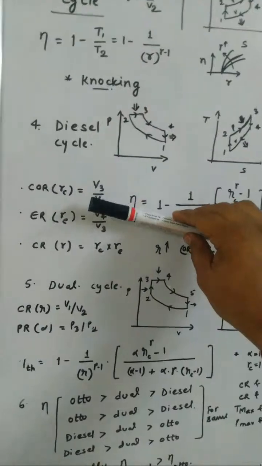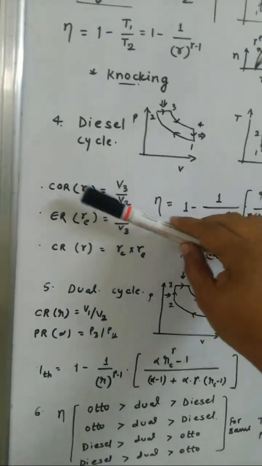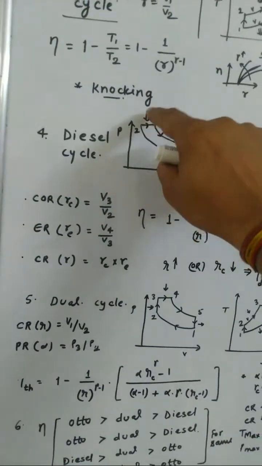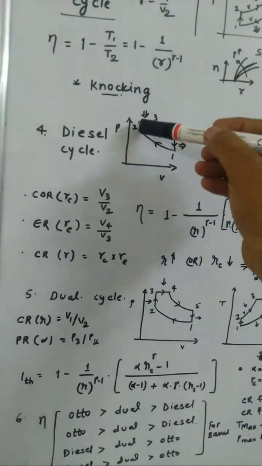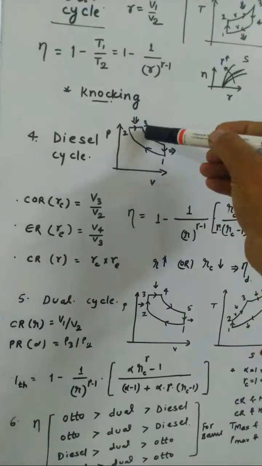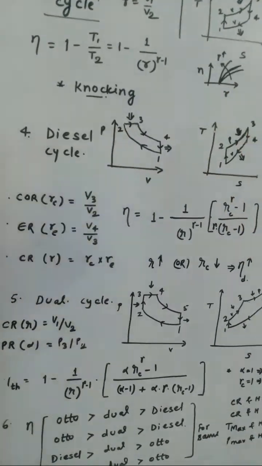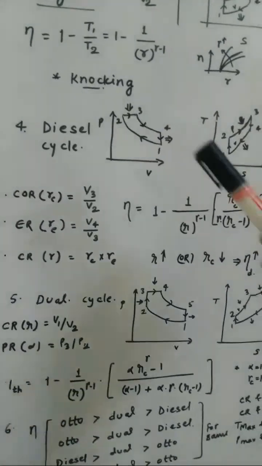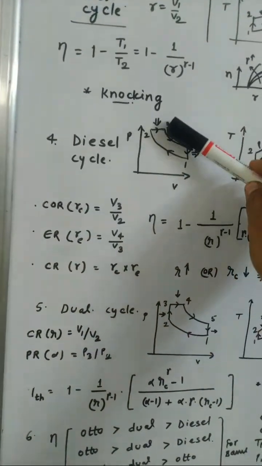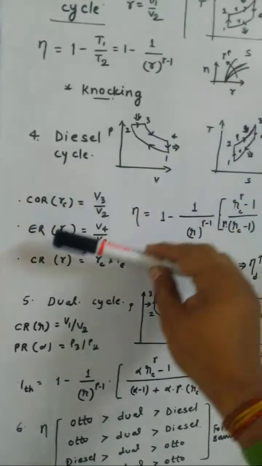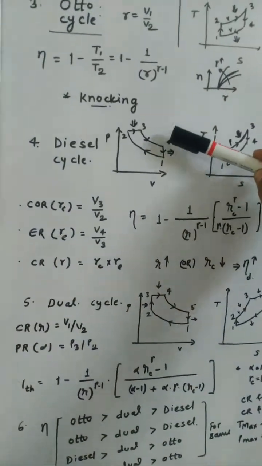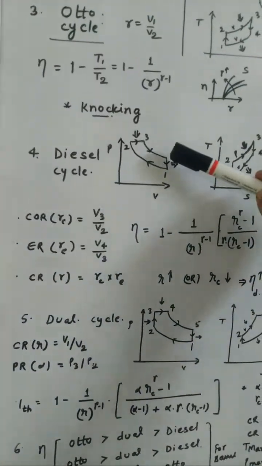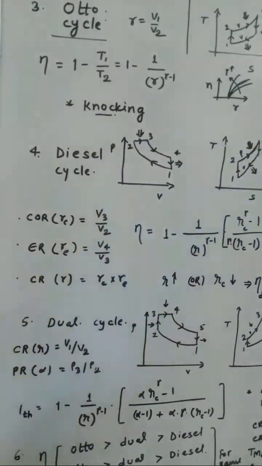Again, there are a few terminologies. This is the cutoff ratio. There was heat addition in 2 to 3 at constant pressure, but at 3 we stop adding heat. So this is called cutoff, and this is the cutoff ratio, V3 divided by V2. Expansion ratio is V4 divided by V3, since expansion is 3 to 4.